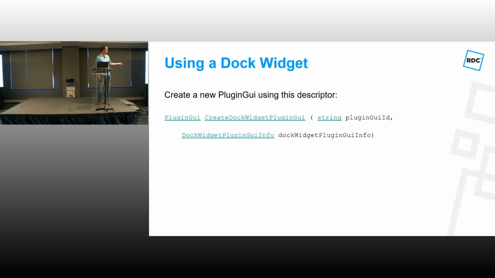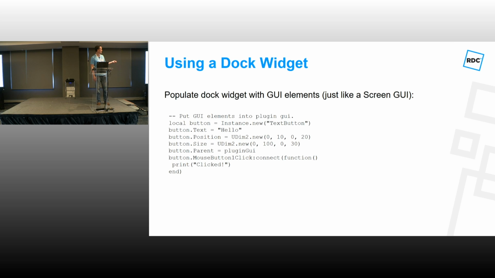Then to create it, you just pass in this descriptor, and you also have to pass in a unique name, unique to the scope of your plugin. And you get back a plugin GUI. What is a plugin GUI? It is essentially just like a screen GUI. If you're familiar with putting elements in a screen GUI, buttons, text labels, whatever, same idea. So this is an example. You're throwing in a button that says hello. When you click on it, then it's going to print something.